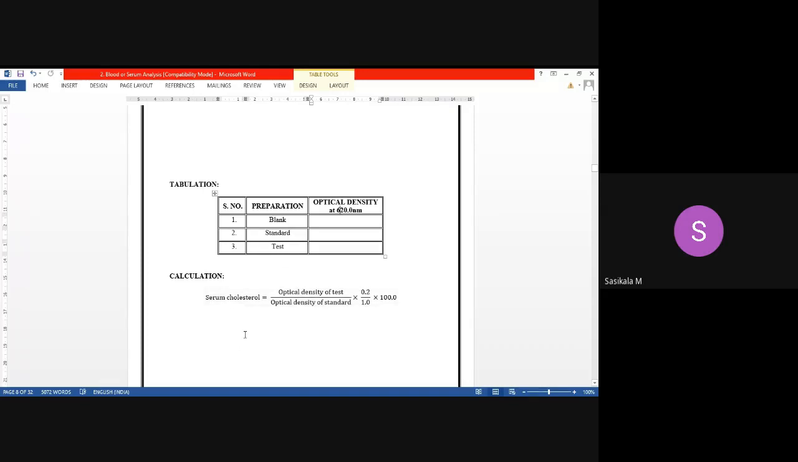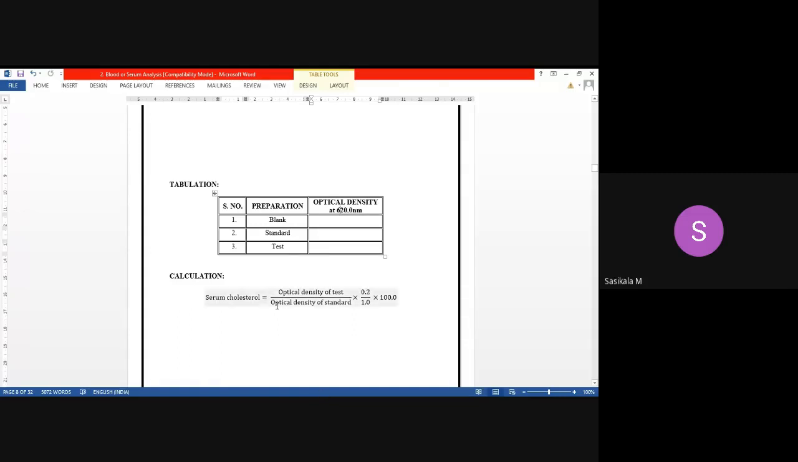Direct comparison method, and one more is the calibration curve method. Here mostly you will be going with the direct comparison method. Direct comparison means the test reading is directly compared with the standard. Only one standard is taken, whereas in the calibration curve method we will be using multiple standards, which will be discussed when the calibration curve method comes in the forthcoming practicals.